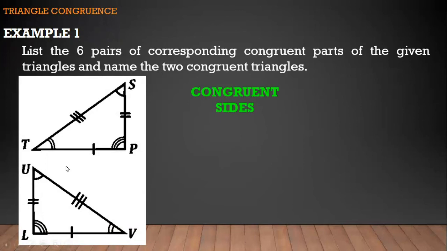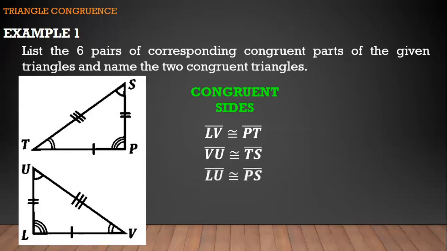Congruent sides muna tayo. We have segment LV. Ang ka-identical mark niya ay si segment PT. So, ibig sabihin, segment LV is congruent to segment PT. Next, we have segment VU is congruent to segment TS. Parehas silang may tatlong marks, so they are congruent. Next, we have segment LU, congruent kay segment PS.